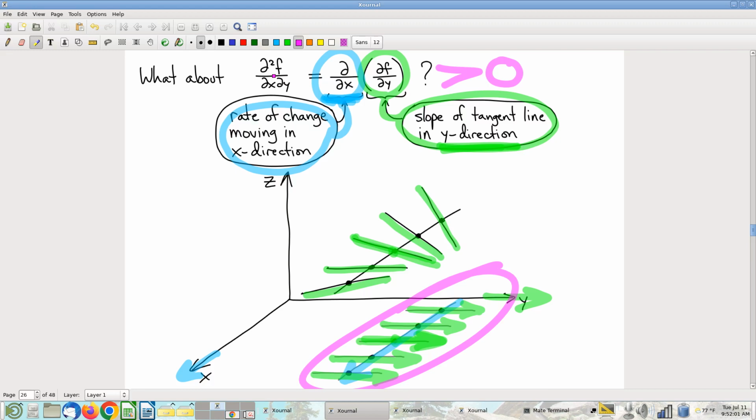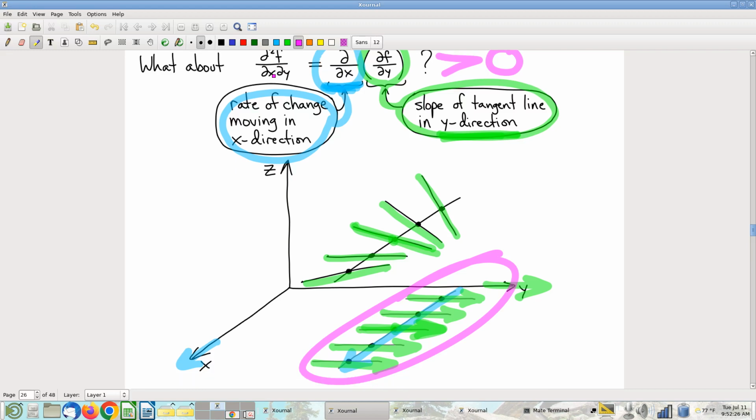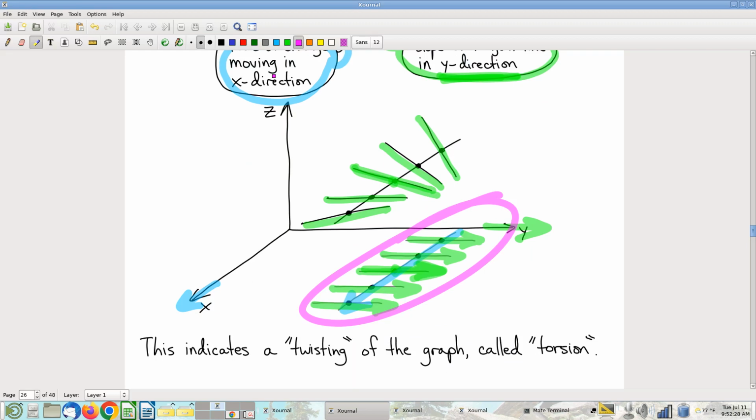Cool. So now there are different versions of this. I drew a bunch of arbitrary slopes there and arbitrarily had them changing as I moved in the x direction. It's not always going to be exactly like that, of course. But the pitch that I'm trying to make is that this is the thing that you're measuring when you're taking this mixed second partial. So looking again at this picture, I'm going to propose that you could interpret this as representing a kind of twisting of the graph.